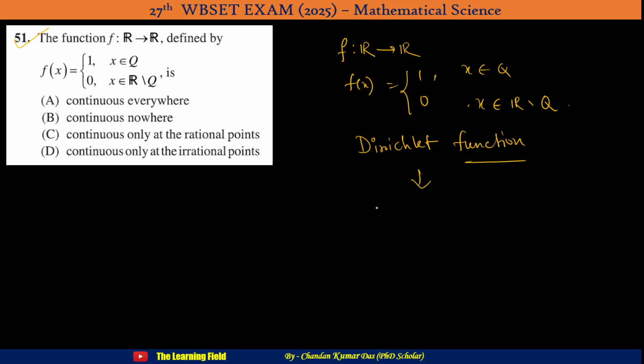And what is the most famous property of this function? This function is not continuous. We all know that it is not continuous at any real number. So directly the answer is continuous nowhere. Option B is correct. These two options are incorrect because rationals and irrationals are parts of the real numbers, so we can discard these two options. And continuous everywhere, you can just see this question, this is nowhere continuous.